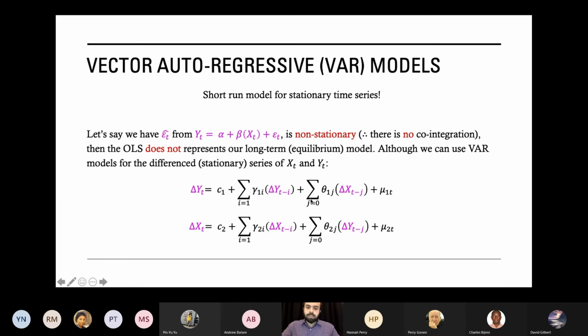So it's pretty much the same equation as the previous one. Fluctuations in y can be explained by previous fluctuations in y and previous fluctuations in x. And in the very same way, fluctuations in x can be explained by previous fluctuations in itself and previous fluctuations in y. So this over here would be an example of a vector autoregressive model.